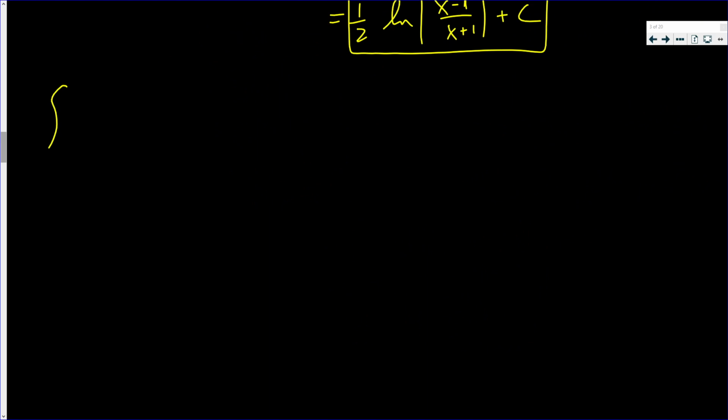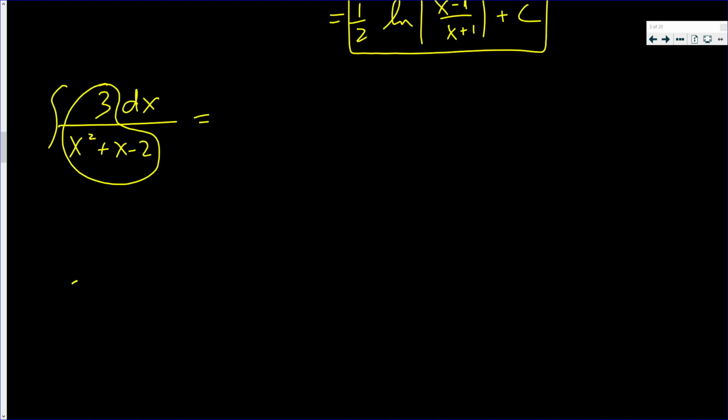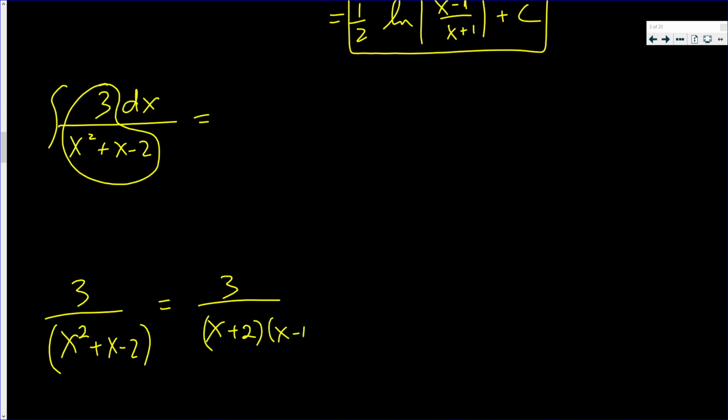Suppose you have the integral of 3 dx all over x squared plus x minus 2. Now you can pull the 3 in the front. I wonder how much that will help. But let us try to decompose this. So 3 over x squared plus x minus 2. Well, if I try to factor that, it seems like x plus 2 times x minus 1 would work. Yes.